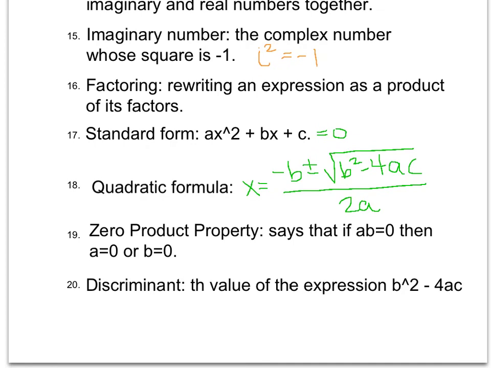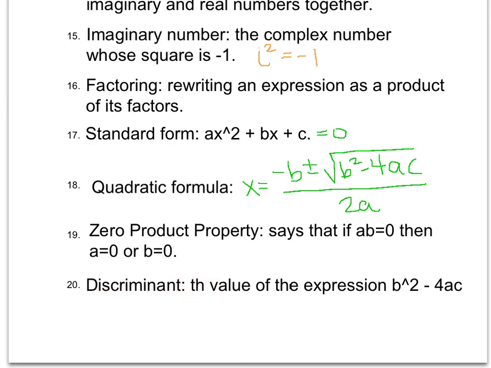And then we've got two more. The zero product property. All this says is if I have two numbers that multiply to be 0, then one of those two numbers must be 0. So product means multiplication. The zero product property says if I have two things multiplying to 0, then one of them must be 0. And our last thing is discriminant.